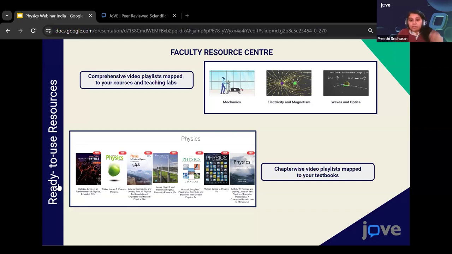And apart from these, we also have physics books that have already been mapped and are available on our website. Currently, we have some of the majorly used textbooks in physics already mapped, and these are available in our faculty resource center. They act as excellent supplementary material for students who are referring to these textbooks while studying.